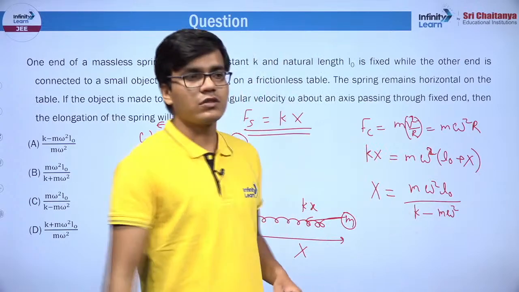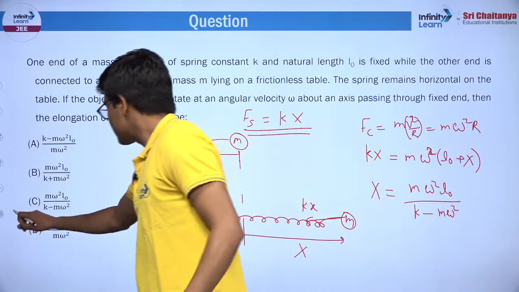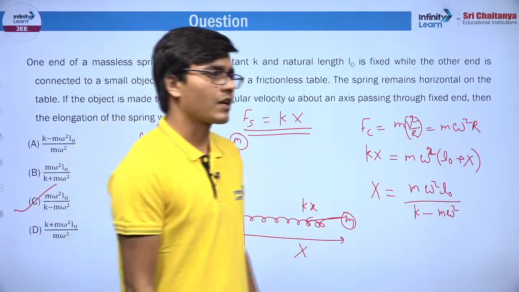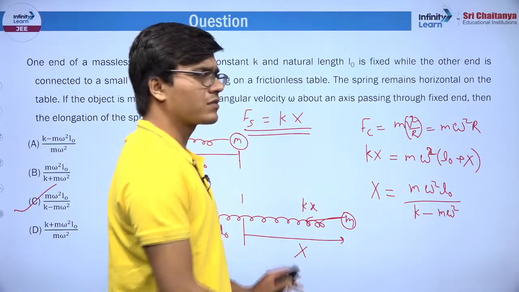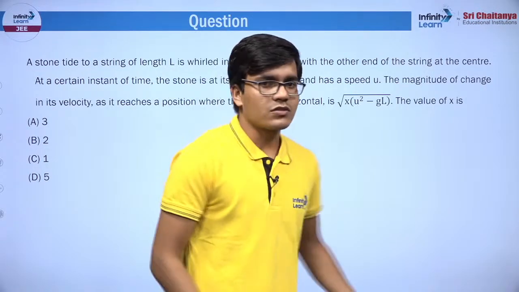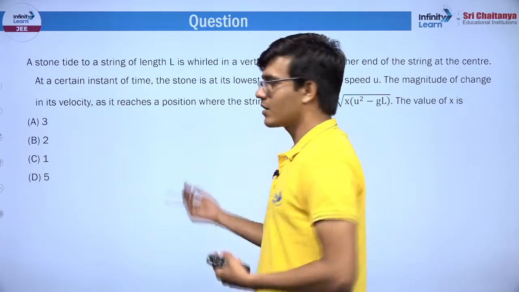Now have a look at the options and match if it is matching. So the C option is exactly matching with our answer, so that is the right answer. Very famous, unique question of circular motion. Moving ahead, this is also like, there was a time when JEE asked it, and after that JEE Mains asked the same question quite a few times.